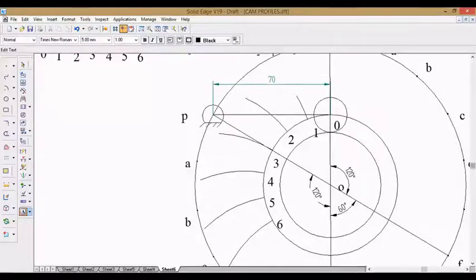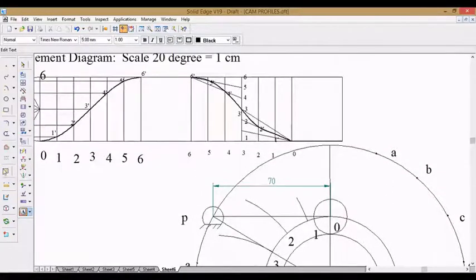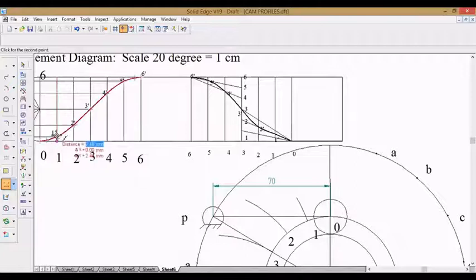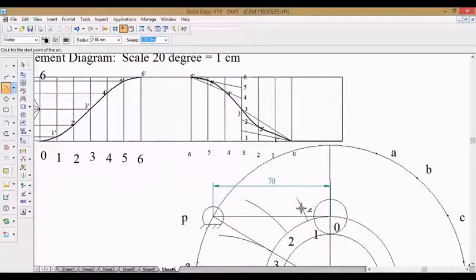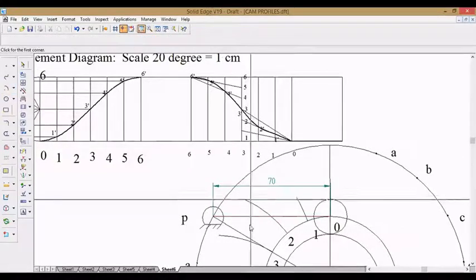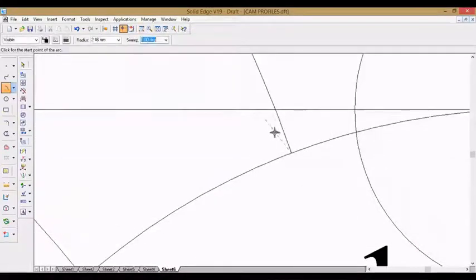Now you go for the displacement diagram, measure the distances from 0 to 1. What is the distance? 2.46. You draw an arc on the previously drawn arc itself, with 2.46 as the radius. You cut the arc where you had drawn the previous arc itself. Here you had drawn an arc, no? There itself you should draw.